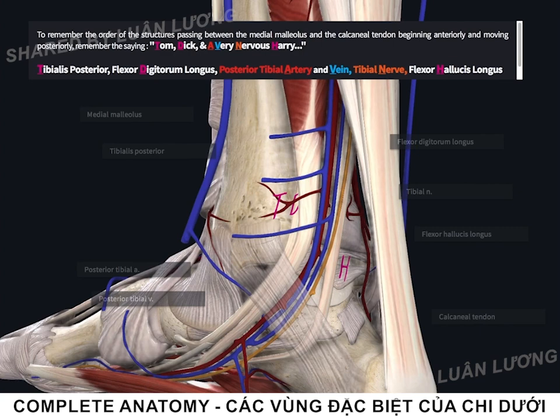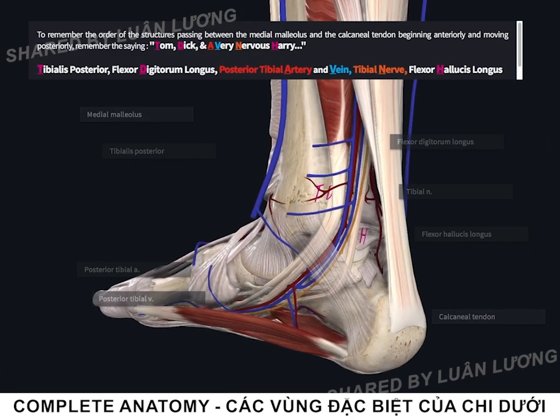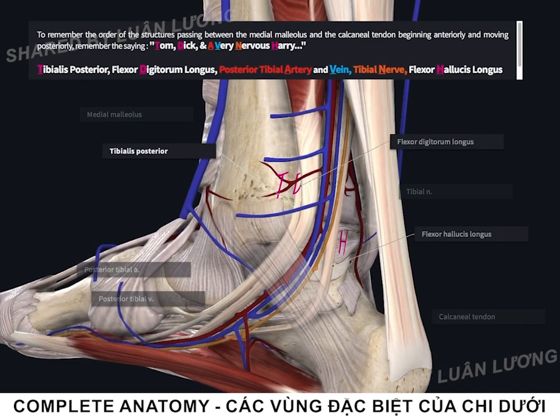So again, let's begin with identification of the medial malleolus and the calcaneal tendon. The first tendon that you can palpate crossing posterior to the medial malleolus is the tibialis posterior tendon, which is going to start our saying. So T for tibialis posterior is Tom in the mnemonic. D in the mnemonic is for flexor digitorum longus. So the next tendon that we're going to see passing behind the medial malleolus is the flexor digitorum longus tendon.